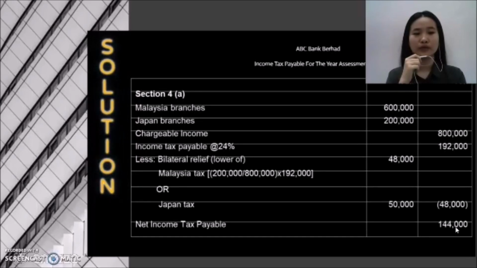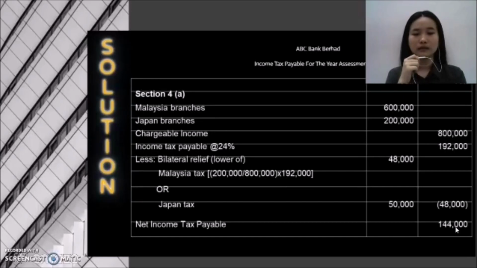Next, we need to multiply with the tax rate of 24% to get the income tax payable of 192,000. After that, we need to minus the bilateral relief as we have a double taxation agreement with Japan. This will be explained by my friend Future.